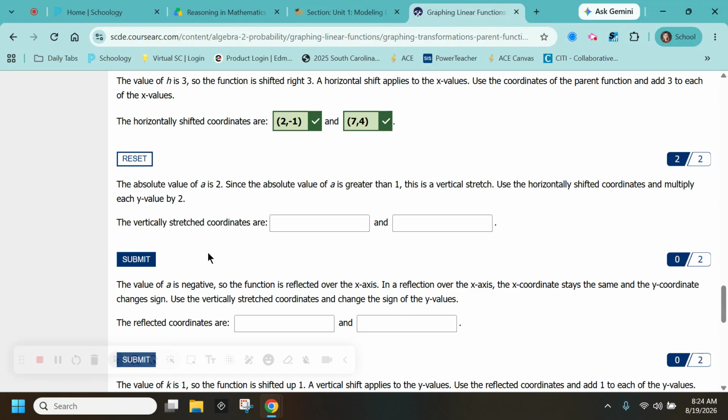Then transforming our points from up top, so the 2, -1, and 7, 4, we have an absolute value of 2 as our a value, which means that it is a vertical stretch. Using the horizontally shifted coordinates, these ones here, we're going to multiply each of the y values by 2. So leave the x's alone. -1 times 2 is -2. Make sure you do not include any spaces in your answers or it will mark it as incorrect. And then bring down our 7, and 4 times 2 is 8.